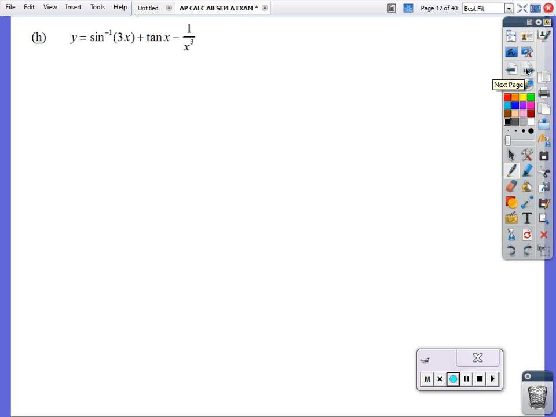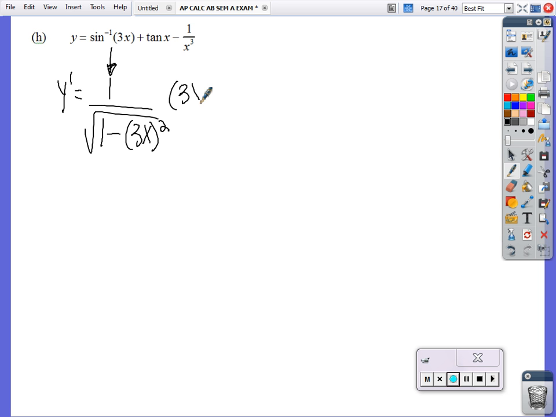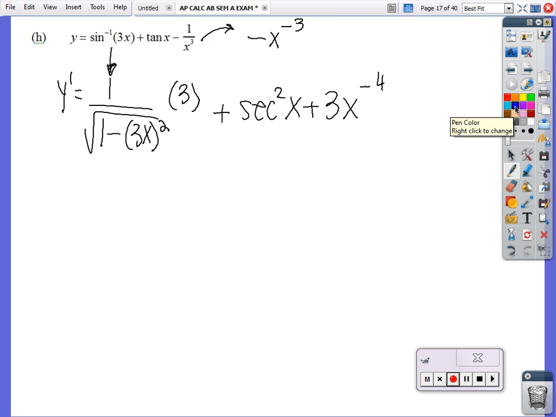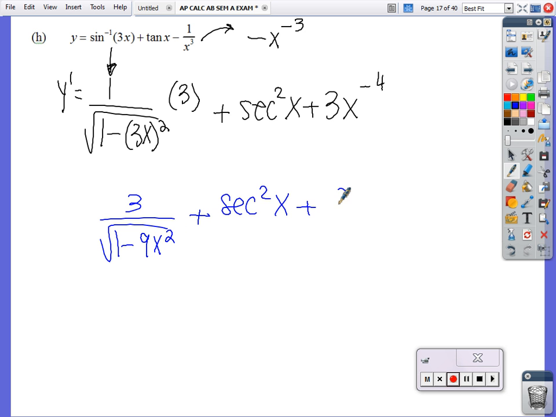Letter H, 3 terms, so I'm just going to take the derivative of each piece. So piece number 1 would be 1 over the square root of 1 minus (3x) whole thing squared, multiplied by the derivative of that inside, which would be 3, plus tangent's derivative is just secant squared x. And then this term here, I'm going to rewrite as negative x to the negative 3. So I would get positive 3x to the negative 4. You won't simplify this one much. It becomes 3 over square root of 1 minus 9x squared plus secant squared x plus 3 over x to the 4th.